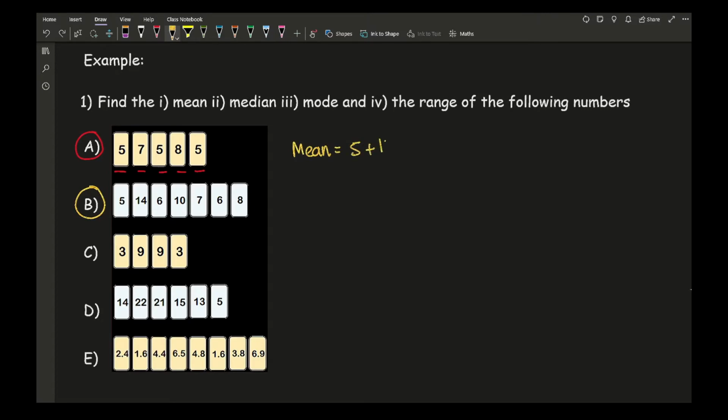So 5 plus 14 plus 6 plus 10 plus 7 plus 6 plus 8. And if I add up all of those numbers, which I'm now going to do now.